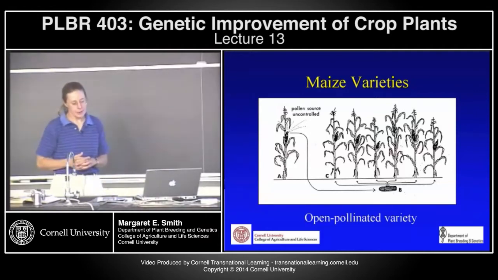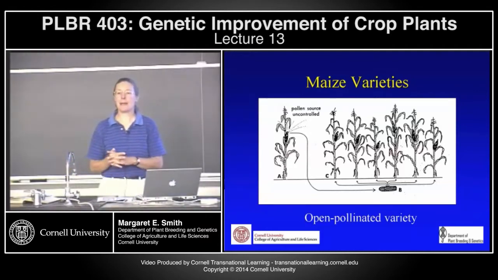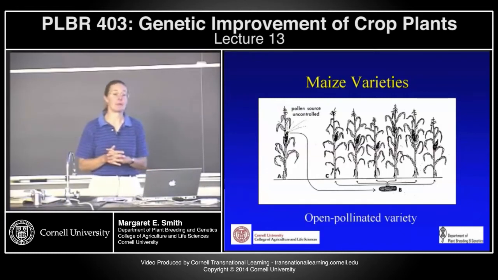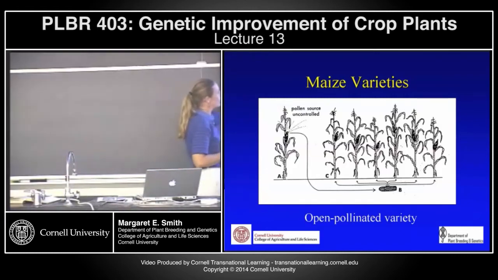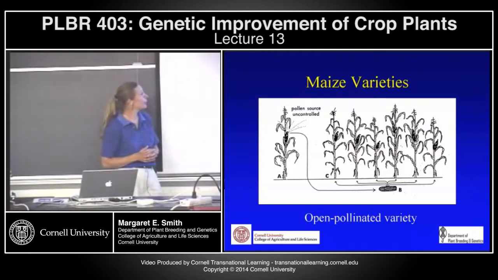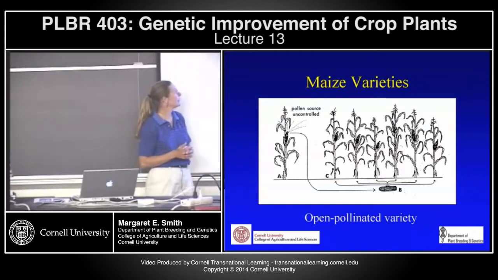Before we move on to talking about methods, I do want to talk about the 2 main varietal types that we breed for in the world of maize. Open pollinated varieties, and you guys may have had this already. I'll cover it very quickly. If things aren't clear, please ask.